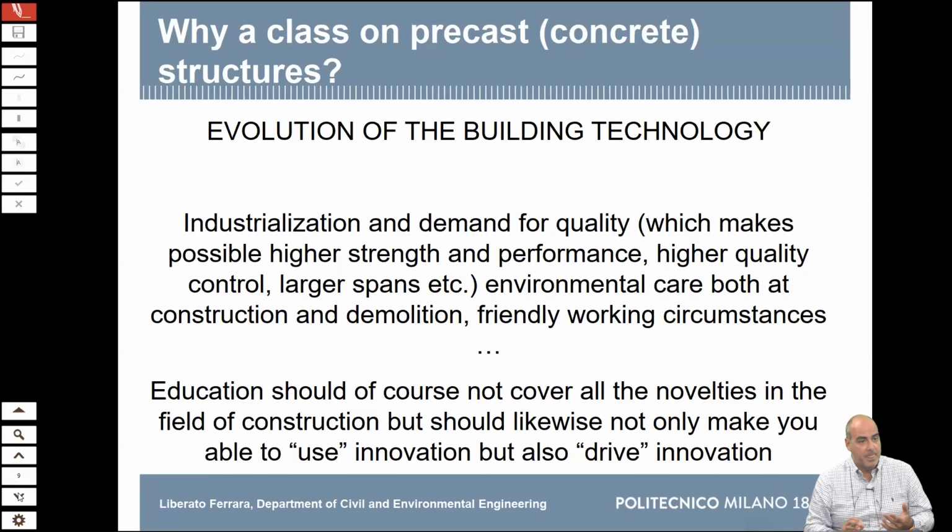And also, the purpose of university education is not only that you are able to use innovation. If we teach you something, you are able to use that. But we also want to teach you how to drive, how to create innovation, so that if something new comes up, well, okay, it's true, you did not see it in your university, but you must be able to cope with it along your continuing education, along your professional work.